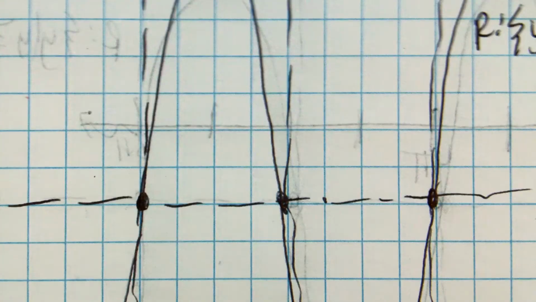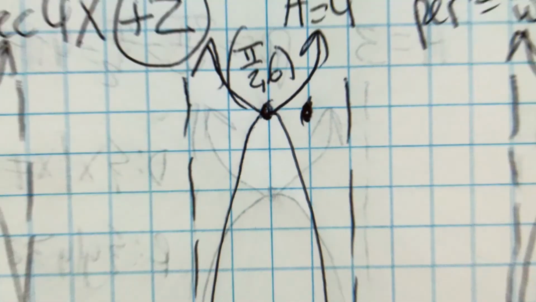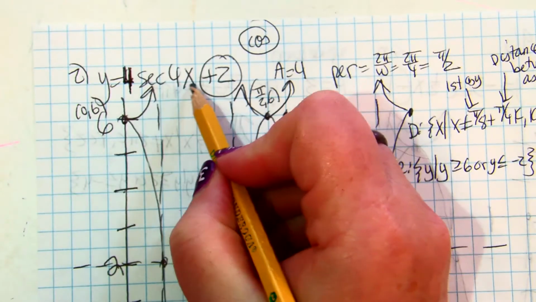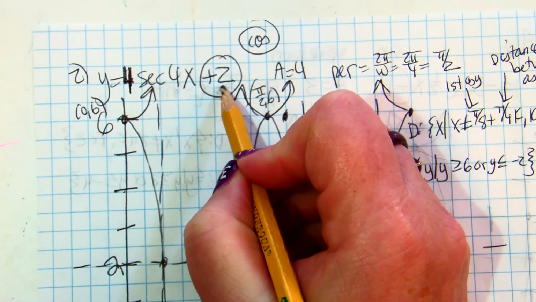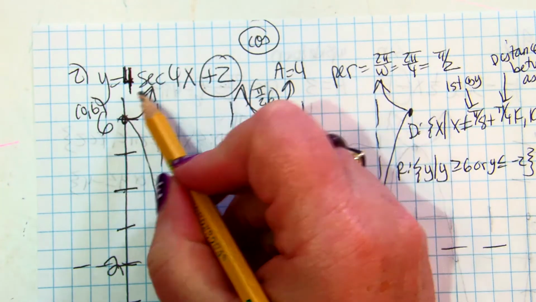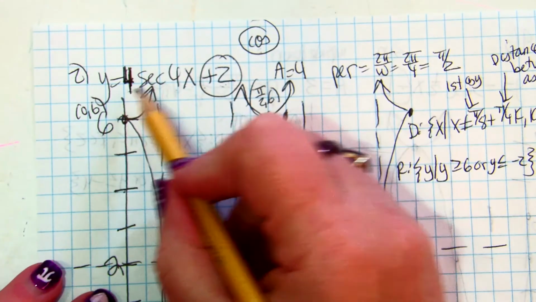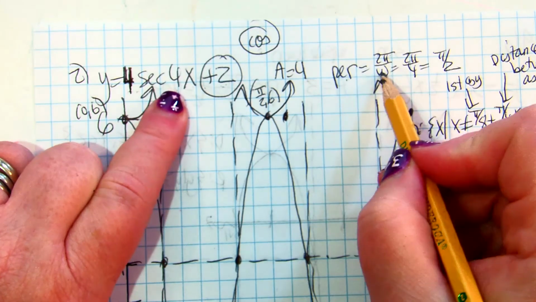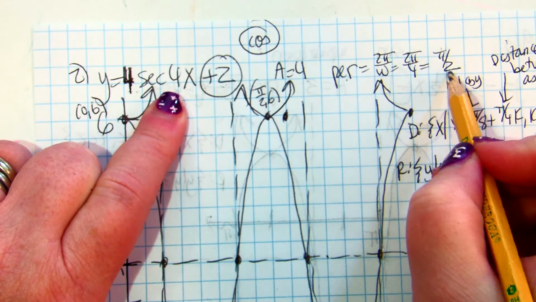And our second graph, there it is. y equals 4 secant 4x plus 2. It's a vertical shift up 2. It's secant, so it's cosine. The amplitude is 4. The period is 2 pi over w. 2 pi over 4 is pi over 2.